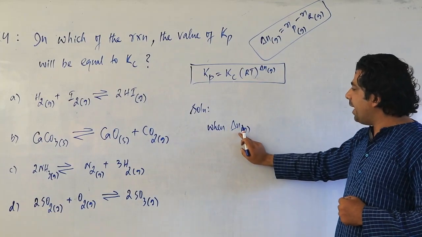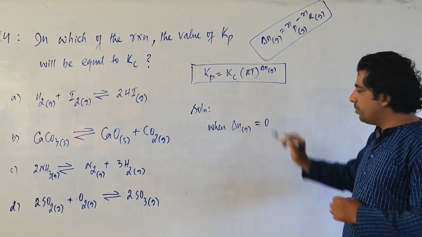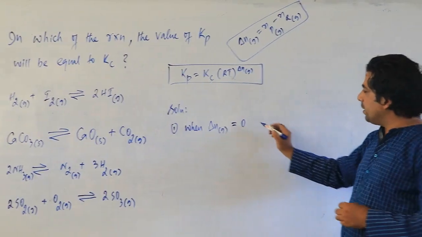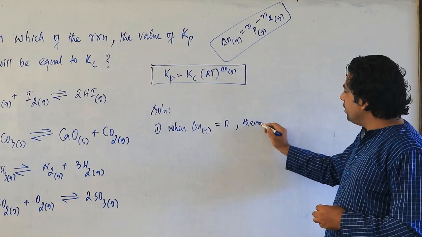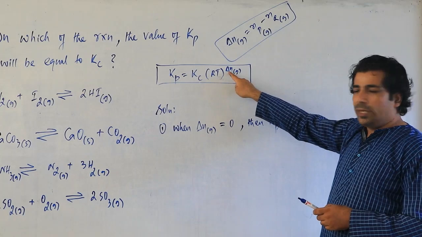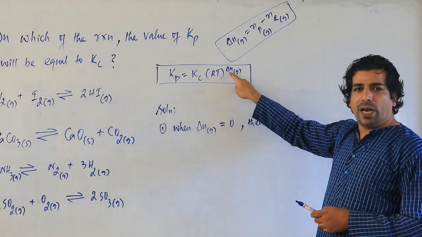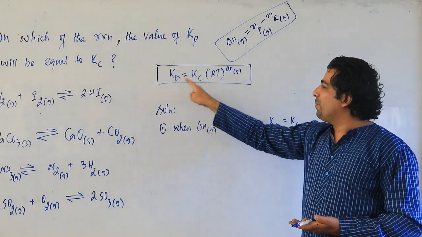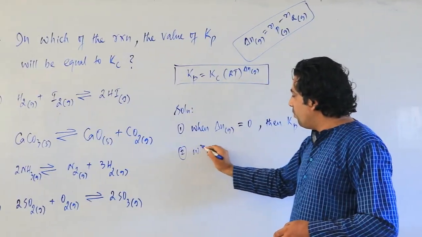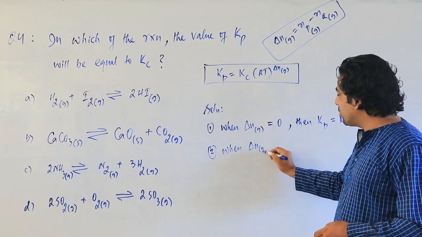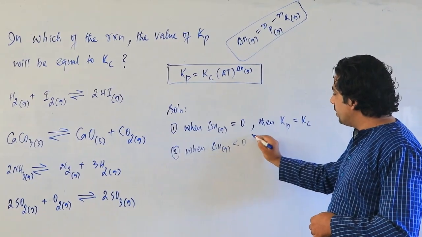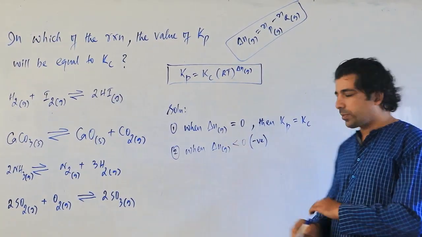So let us see, when delta n is equal to 0, remember, first point. For competitive exams, this is important. When delta n is equal to 0, understand, then Kp will be equal to Kc. Because if this delta n is 0, then RT to the power 0 will be how much? 1. So obviously Kp will become equal to Kc. It's like that. In the same way, when delta n gaseous is less than 0, less than 0 means it will be negative, my dear friends.